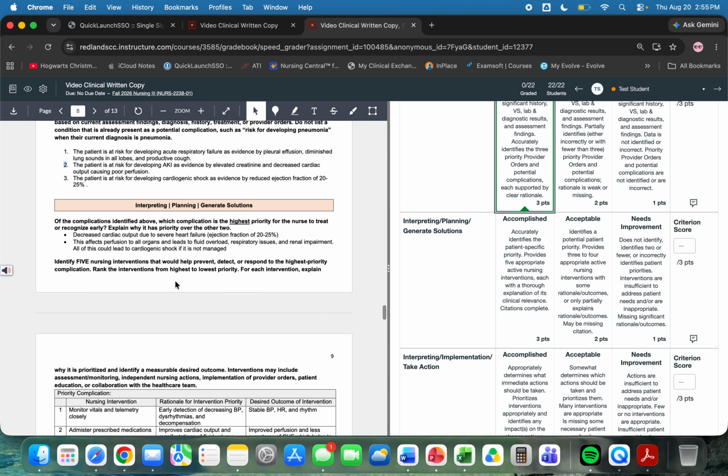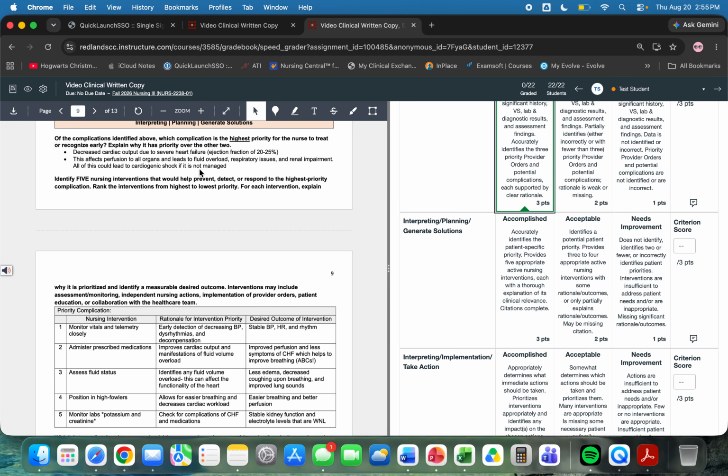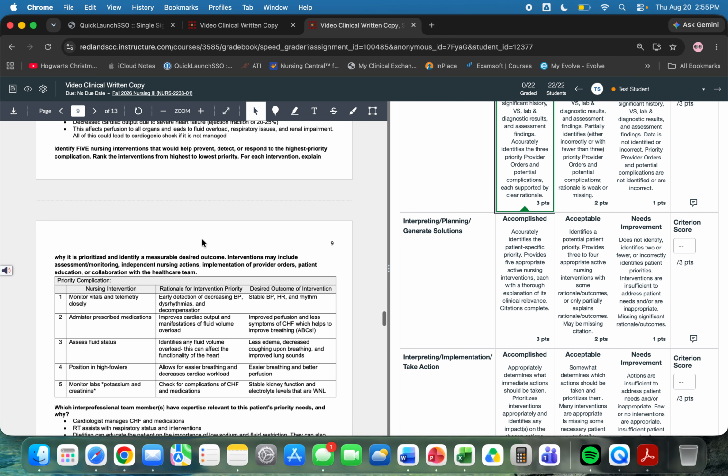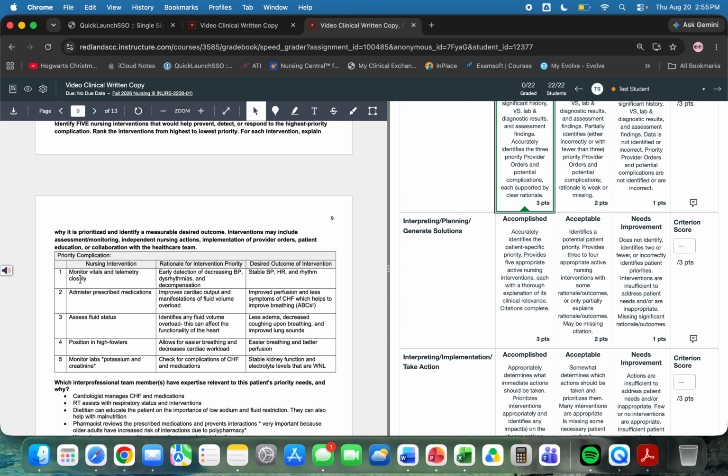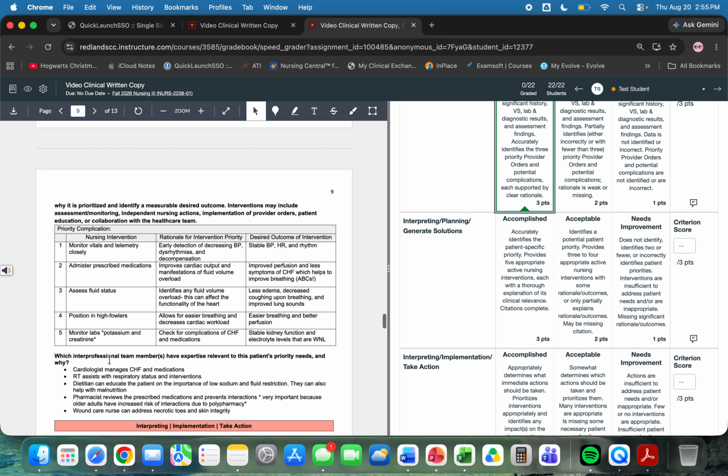So based on that, what we're asking them to do is, what are 5 interventions that you would do to fix this, or to prevent it, or detect it, or respond to it, okay? So based on my priority problem, what she says she's going to do is monitor vitals and telemetry. She's going to give the prescribed medications. She's going to assess fluid status. She's going to position the patient in high Fowler's, and she's going to monitor their labs, specifically potassium and creatinine. Okay, those are great interventions.